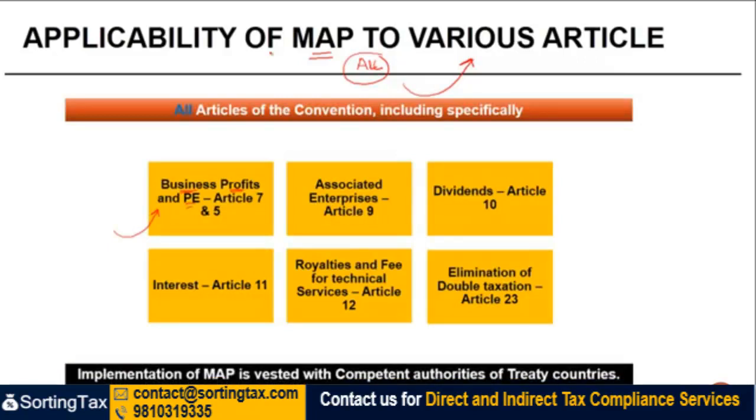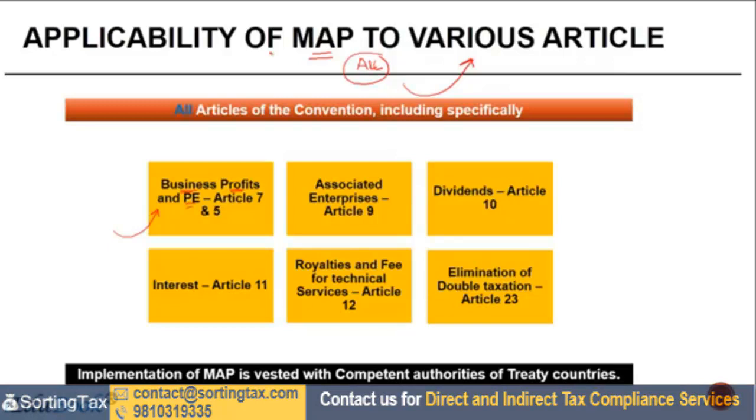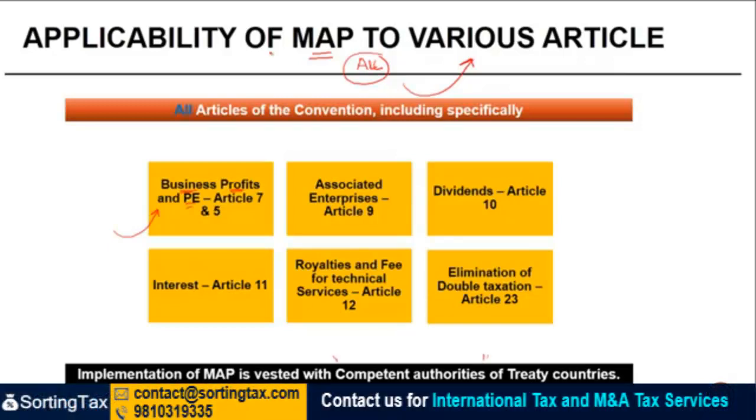The implementation of MAP is vested with the competent authorities of the treaty countries. So in every country, there is a competent authority which is entrusted with dealing with the cases of MAP. Now, while the implementation of MAP is vested with the competent authorities of treaty countries, there are domestic provisions which deal with how this is to be taken forward. In India, the relevant rules are Rule 44G and 44H. We are just going to look at the content of these rules in Indian context in the next few slides.